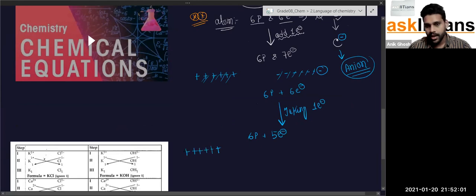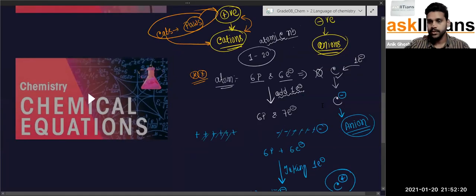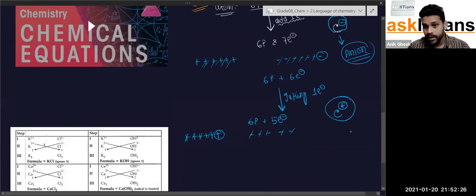Now, what is going to happen? 5 protons are going to eliminate 5 electrons, and I have 1 positive charge extra, right? So for that reason, now this carbon is going to be C plus. This is going to be C minus, and this is going to be C plus. As this was an anion, this is going to be a cation, isn't it?